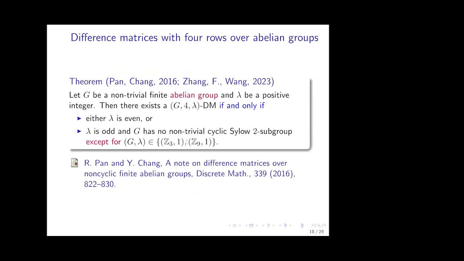Okay. So a further question is, how about the existence of a G4 lambda difference matrix over any abelian group? For any abelian group, in 2016, Rong, Pan, and Yan Xunchang solved all the abelian cases except for the cyclic case. So combining their results, we complete all the cases over abelian groups.